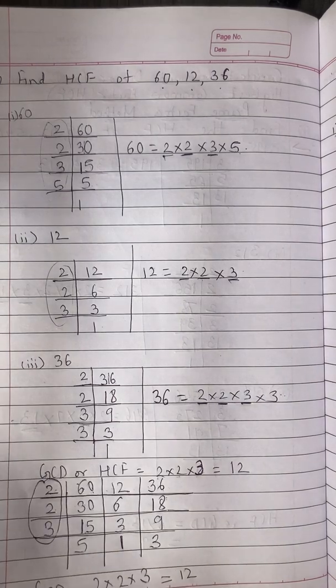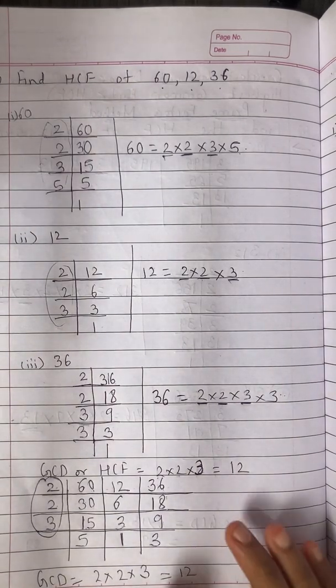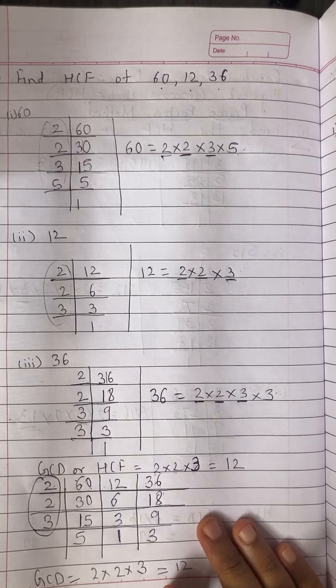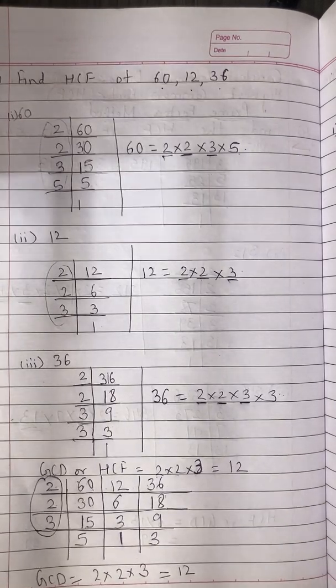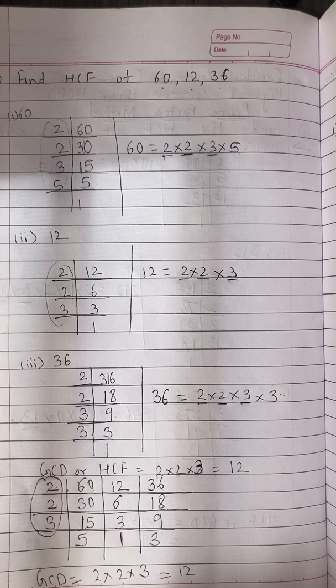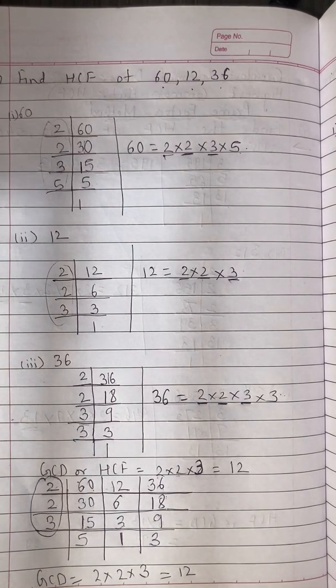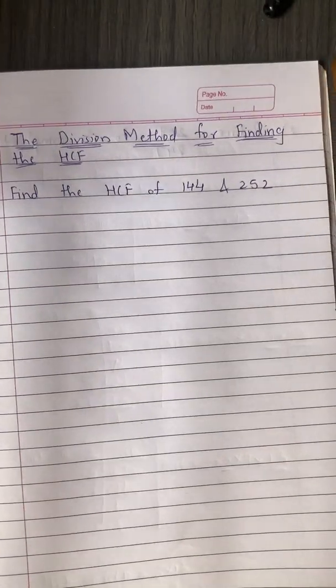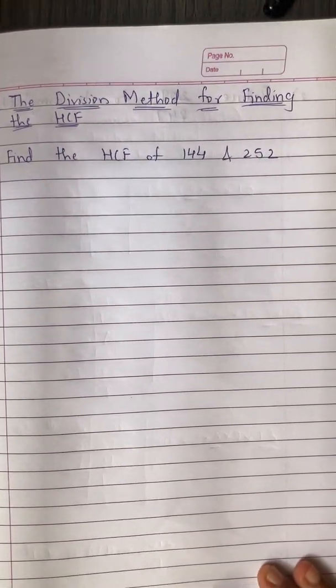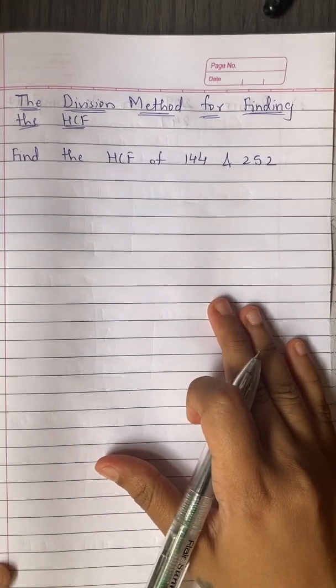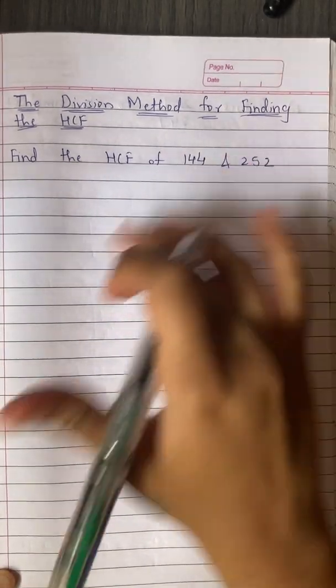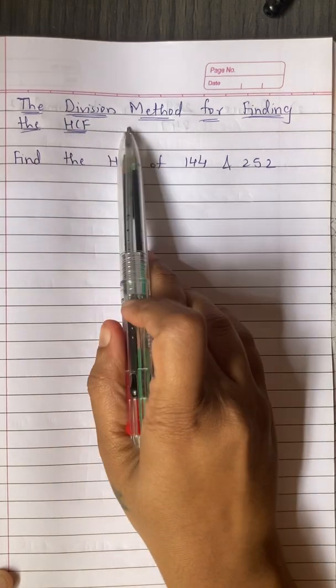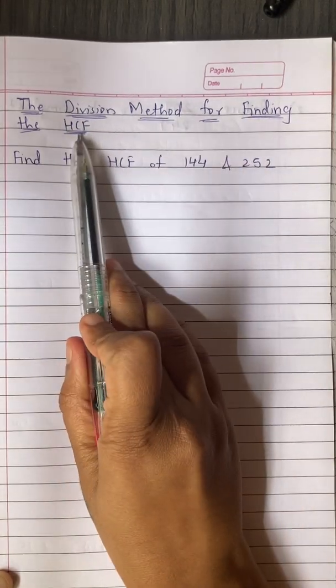Now we found out HCF or GCD by prime factor methods. Now there is one more method, which is called the division method for finding out the HCF. So let us learn that method also. It is not that difficult. So another method is the division method for finding out the HCF.